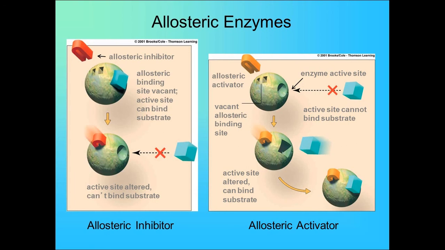A non-competitive inhibitor that binds to the allosteric site and reduces the enzyme's activity is called an allosteric inhibitor. It works in exactly the same way as a regular inhibitor, except that instead of slowing the activity down, it turns it completely off. Allosteric activators work in reverse. They bind to the allosteric site and increase the enzyme's activity.